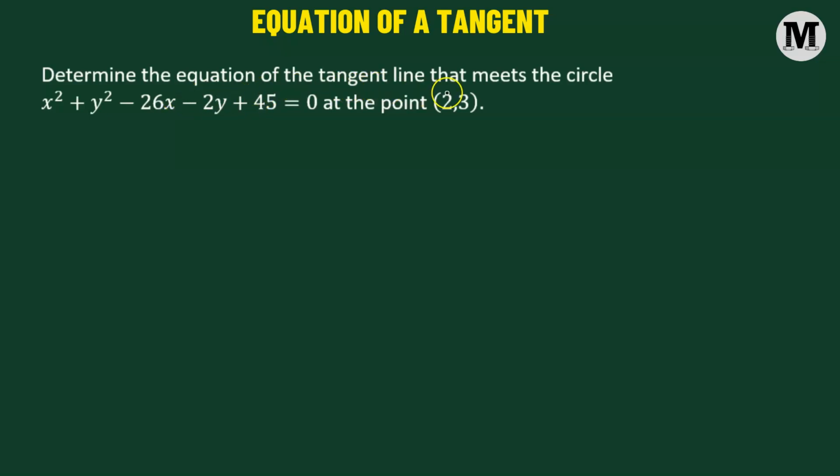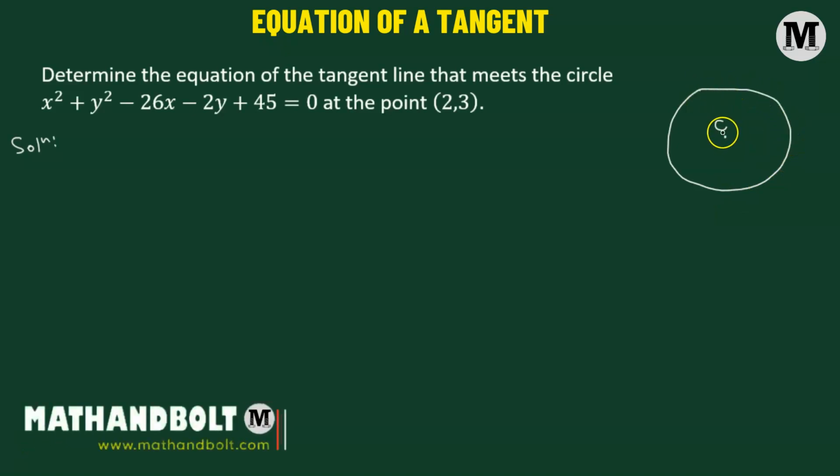Determine the equation of the tangent line that meets the circle x squared plus y squared minus 26x minus 2y plus 45 equals 0 at the point (2, 3). Let us begin. So here we have a circle and the circle is centered at the point C.